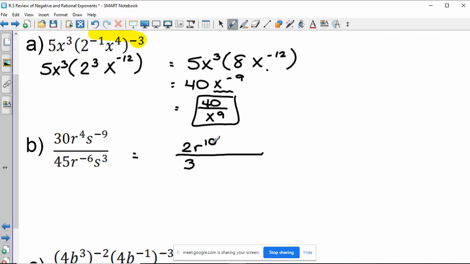My s's, I have a -9 and a 3, so the 3 is bigger. 3 minus -9 is 3 plus 9, which is 12. So 2r to the 10th over 3s to the 12th.